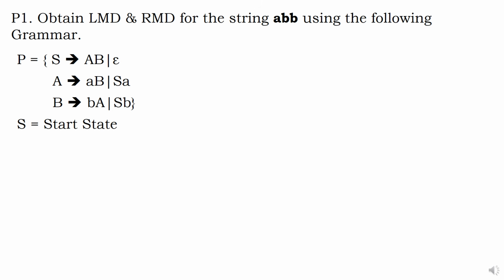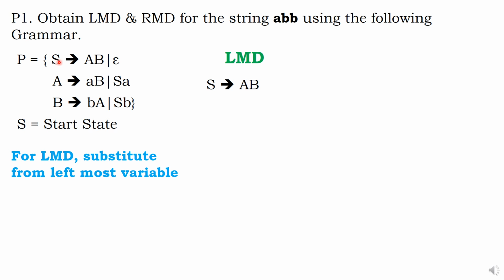Let us see some examples of LMD and RMD. Now they will give some production rules and they will say bring this string. Using these production rules, bring this string. That is your duty. Bring both LMD as well as RMD. Now I am going to show you LMD. Always start from the start symbol. No other choice, AB. So since LMD, I should replace this A, not this B. Now this A I should replace.